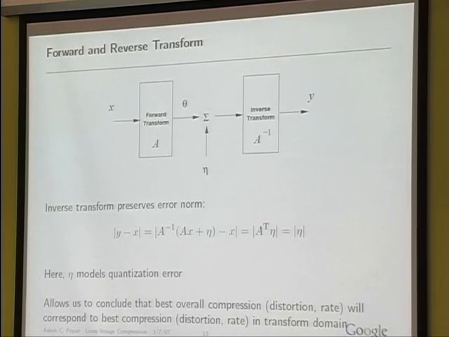So the reason I want to do that is because it allows me to simplify the problem a little bit. Now I can say that the overall error for my whole system is equal to the error that I get in the middle. So whatever I do in the quantization in the middle is going to translate directly into the denominator of the PSNR measure.